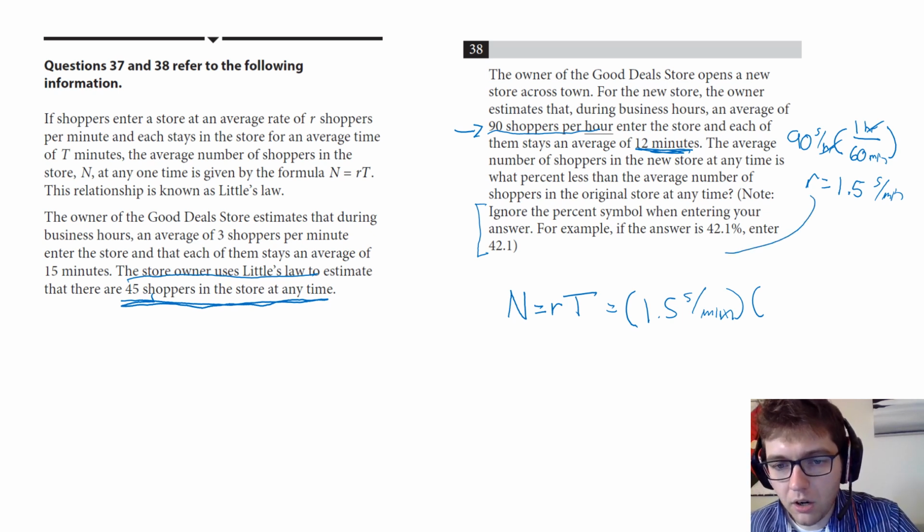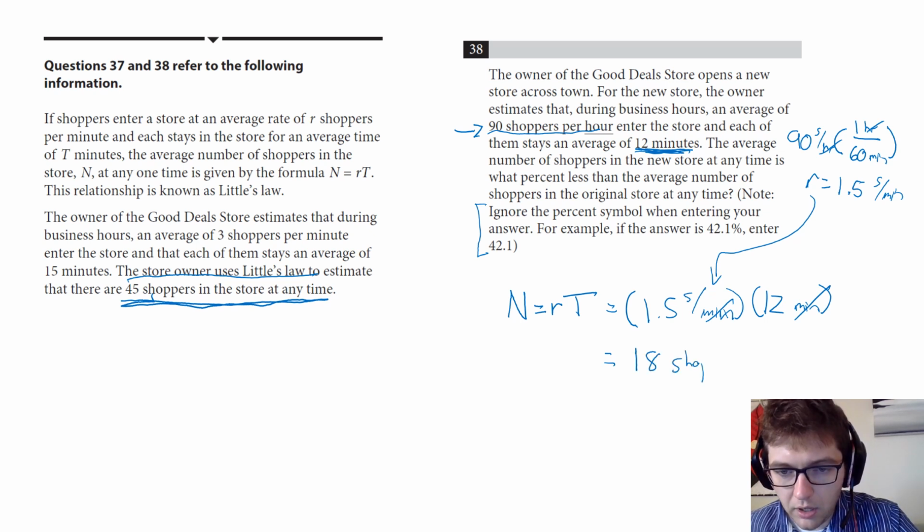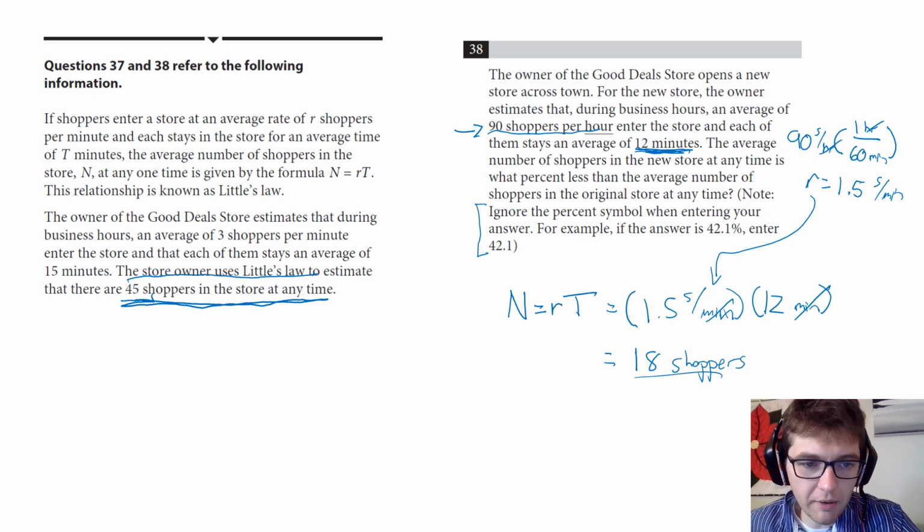Okay, where was I? R was 1.5. T was 12 minutes. So minutes in the denominator here, numerator here, those cross out. Plug into your calculator 1.5 times 12. That will be 18 shoppers in the new store at any one time. So in the old store they had 45. In the new store they have 18 at any given time.